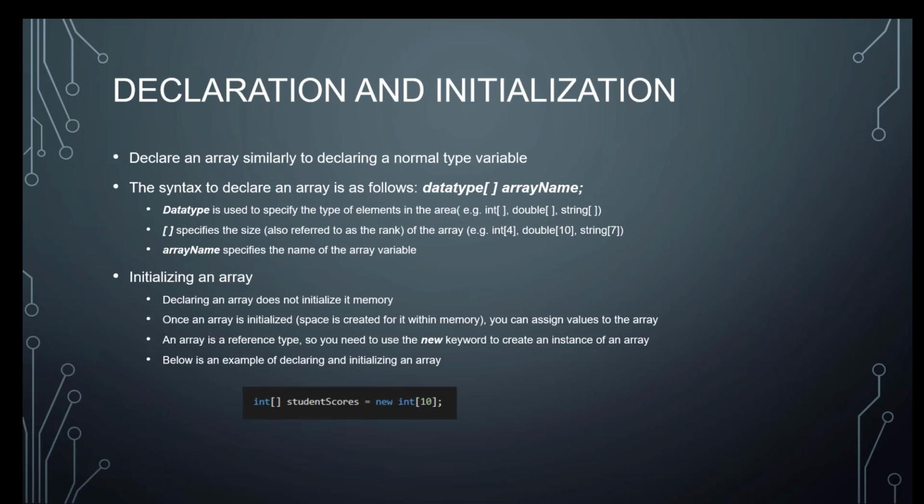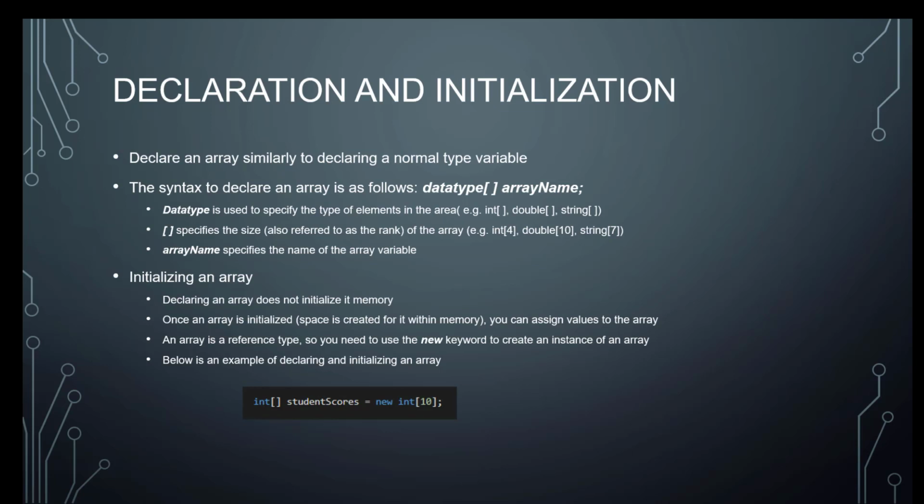But remember, it begins at 0. So element 0 is the first element. So you'd have element 0, element 1, element 2, and element 3. Okay, the array name obviously specifies the name of the array variable.